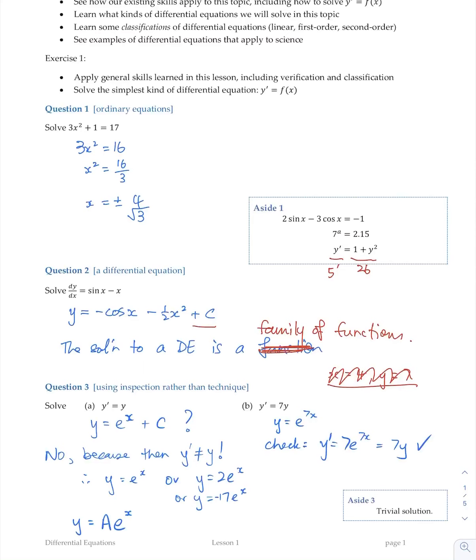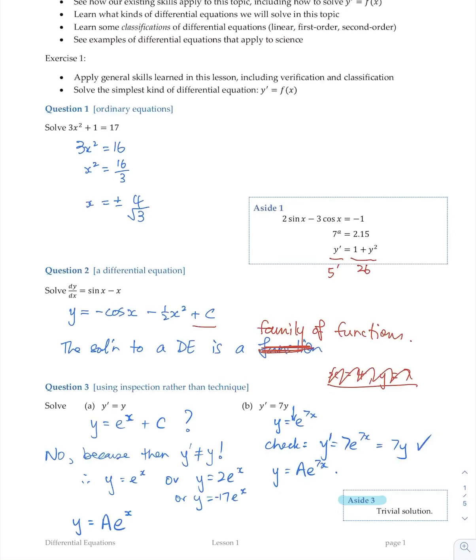And so once again, we can have any constant in front of here. So we'll have y equals a e to the 7x. And I'll leave that to you if you want to check that more formally. All right, so we've got an aside here. An aside: trivial solution.